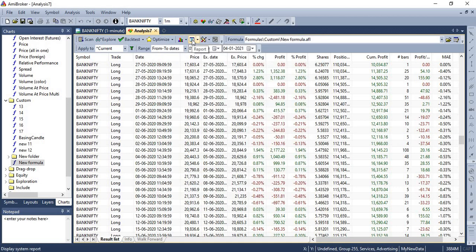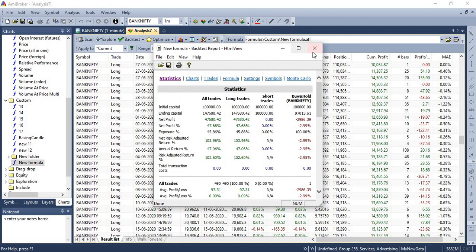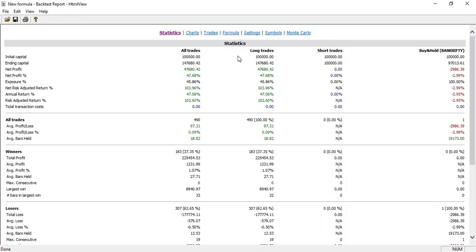Now coming back to the report. If you open the report, this will give you an overview. This is your initial capital and this is your final capital. So you have approximately 47,000 rupees profit. That's your net profit, your profit percentage is 47%, your exposure is 45%, and your annual return is 47%.